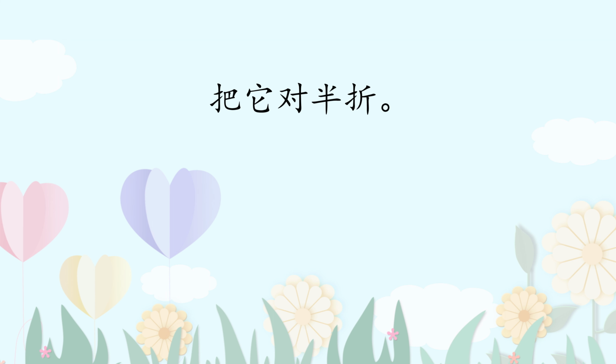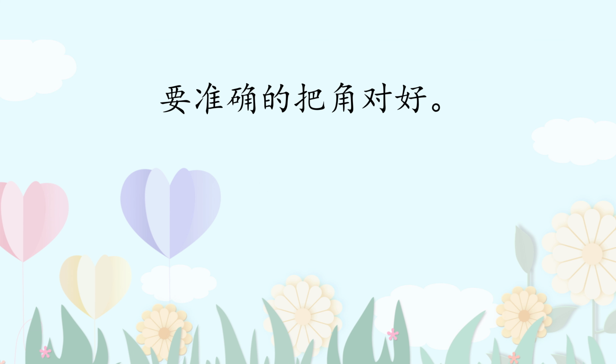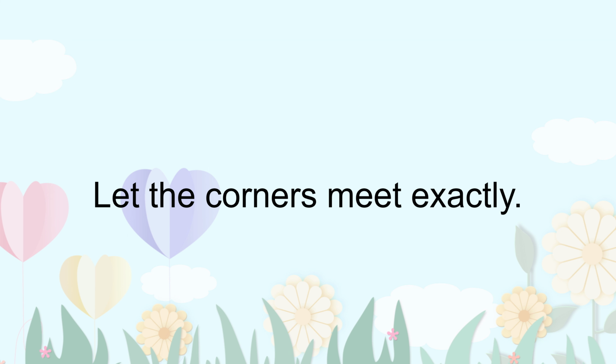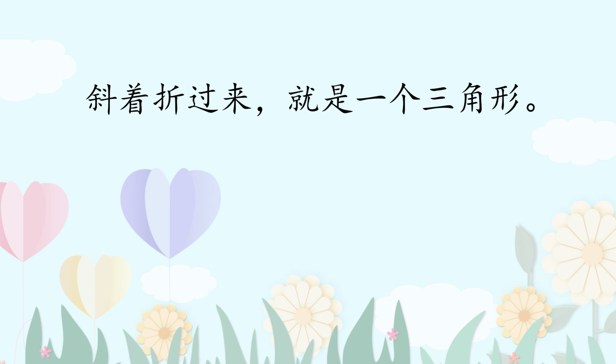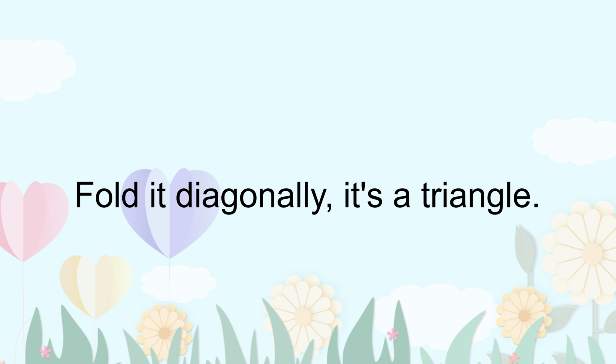把它对半折 Fold it in half. 要准确的把角对好 Let the corners meet exactly. 斜着折过来就是一个三角形 Fold it diagonally. It's a triangle.